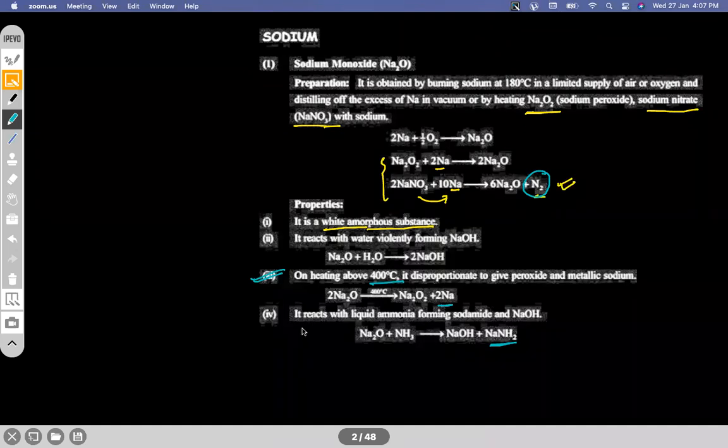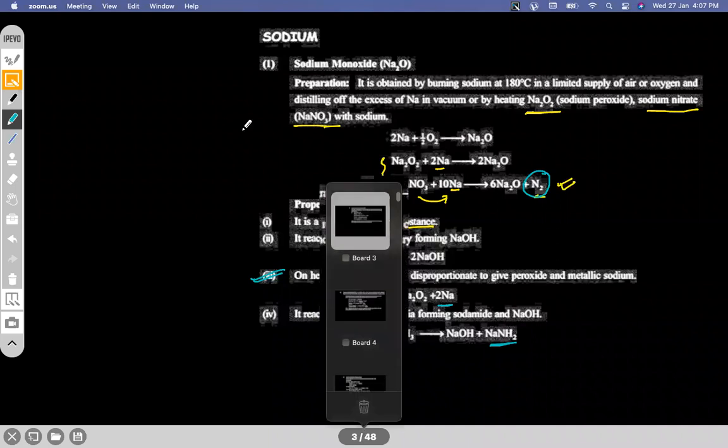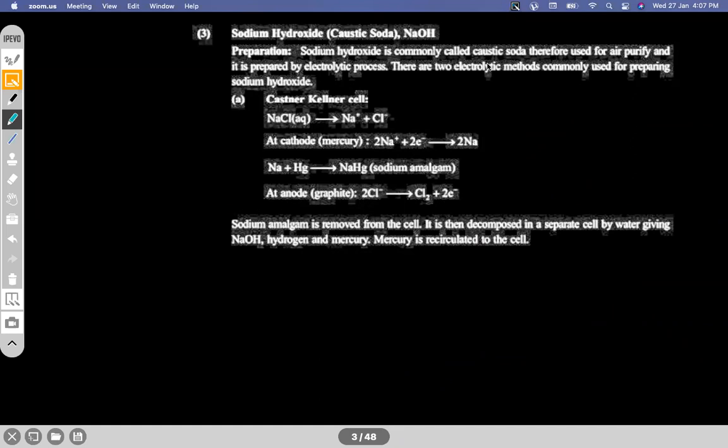Okay, so the next one you see, sodium hydroxide, NaOH. Sodium hydroxide is commonly called caustic soda, we all know. It is used as an air purifier, and it is prepared by electrolytic process. There are two electrolytic methods commonly used for the preparation of sodium hydroxide. One is the Castner-Kellner cell, right? In this, we have two compartments actually. What you have to keep in mind is that in Castner-Kellner, the cathode is made up of mercury. The reaction forms sodium amalgam, and then this goes into the inner compartment. If you go through NCERT, the explanation is given there.